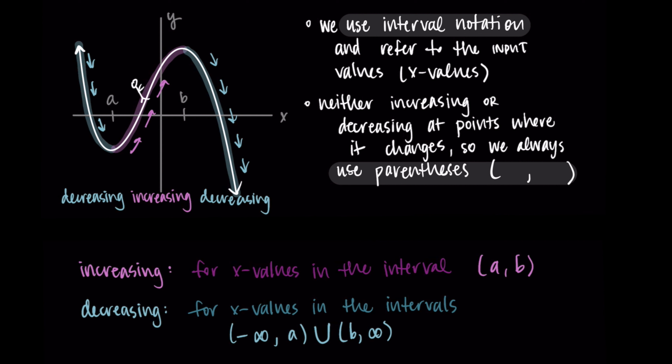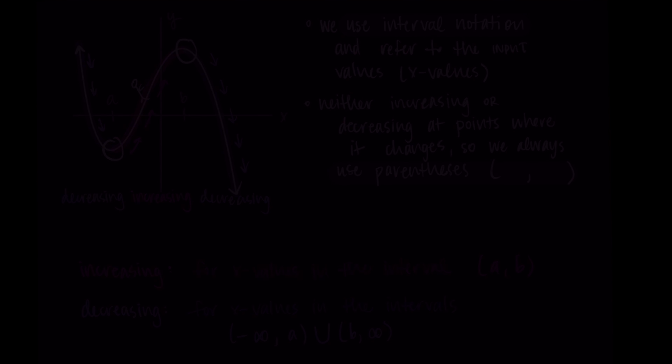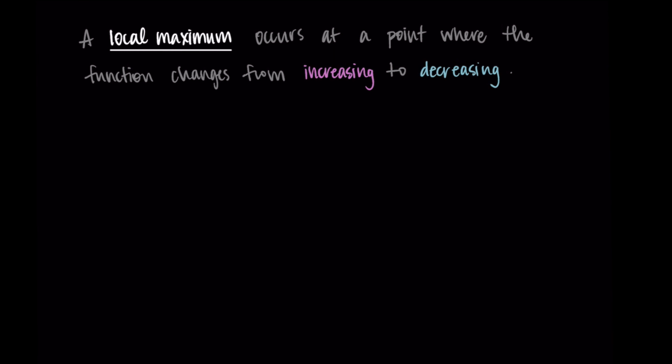Now, before we do another example, I just want to highlight these points where the function is changing from decreasing to increasing and from increasing to decreasing. These locations are special, and so we have a special name for them. Specifically, we say that a local maximum occurs at a point where the function changes from increasing to decreasing. So it makes sense that it's a maximum since we're going up and then down, sort of like being at the top of a mountain. It's some sort of maximum in a local area.